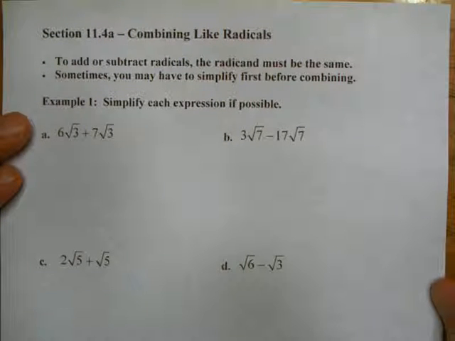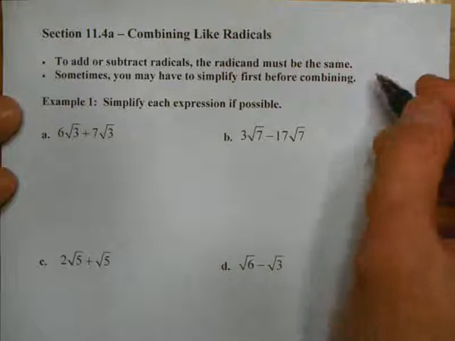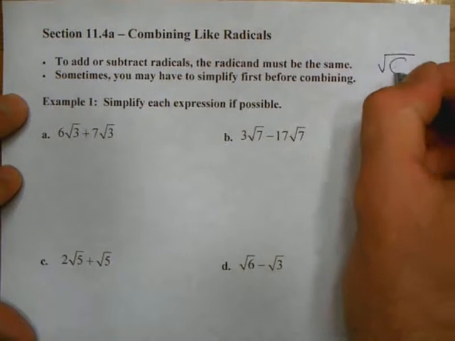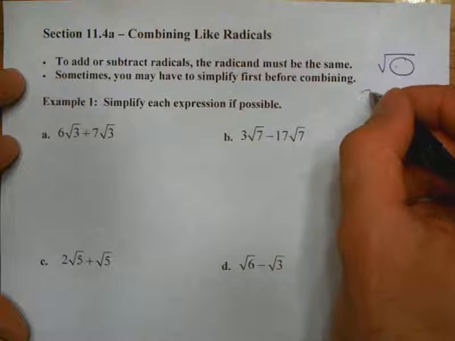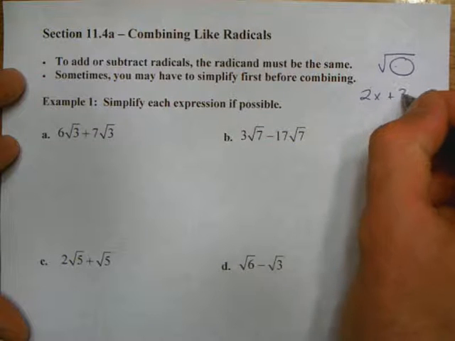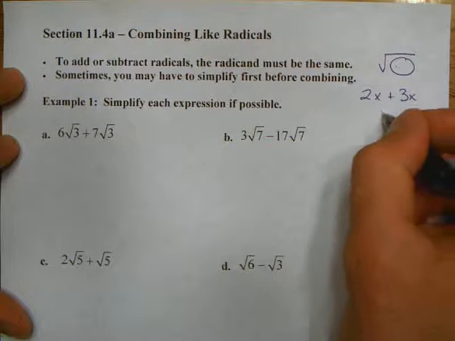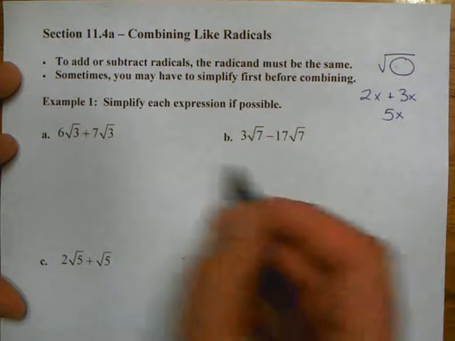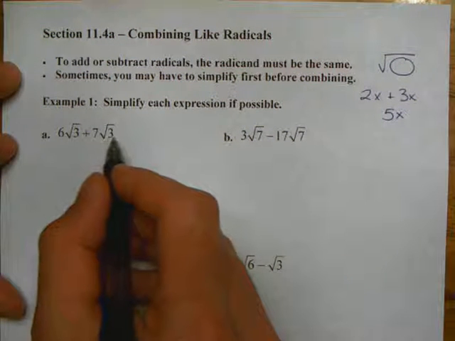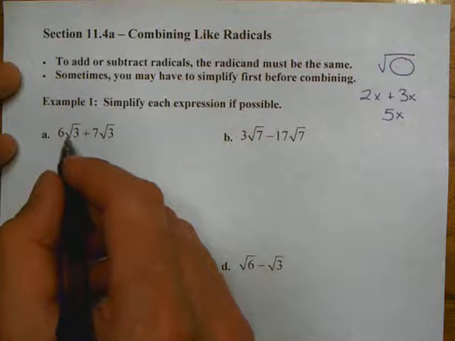As we look at section 4, we're going to go back to combining and simplifying radicals. To add or subtract radicals, the radicand, in other words the number that's inside, must be the same. So, as we're adding radicals, I want to illustrate this with the idea of what is 2x plus 3x. You can add these two because they both have an x, and so the answer is 5x. In the same way, if the number inside, the radicand, is the same, we can add the outsides together.